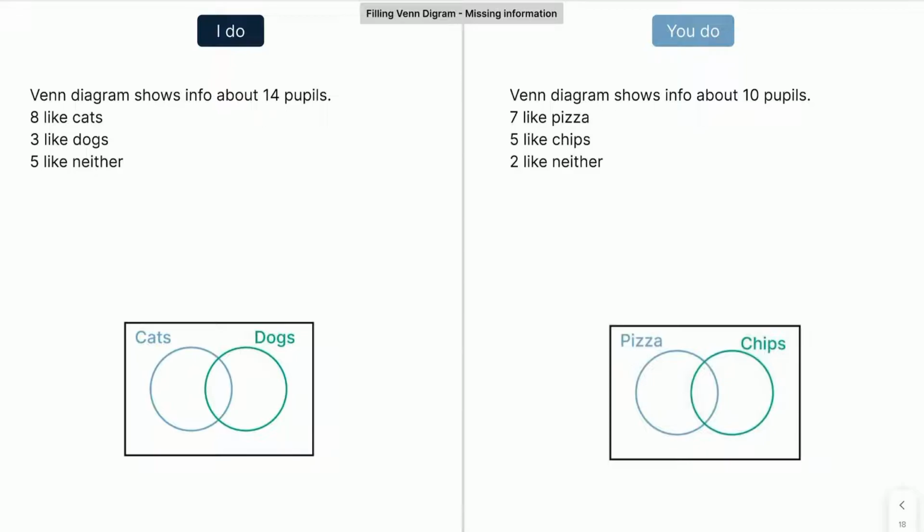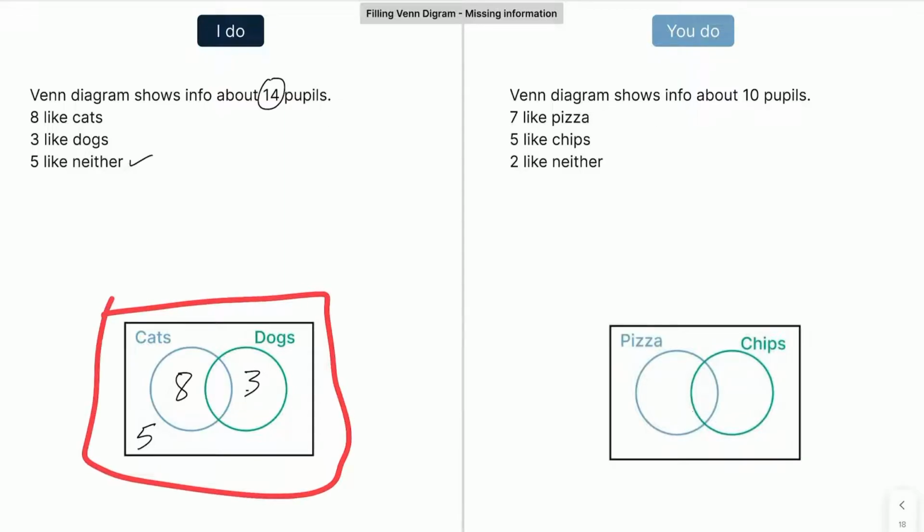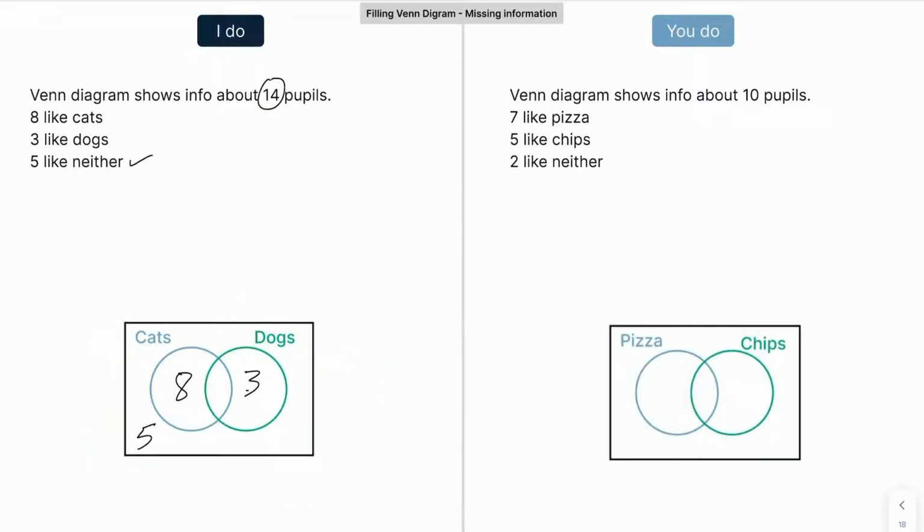So a mistake that people make is they read this question and they say to themselves, right, 8 like cats, so I'm going to put 8 there. 3 like dogs, so I'm going to put 3 there. And 5 like neither, so I'm going to put 5 there. And this is wrong. Now, this isn't all wrong. The 5 is correct, so the only one that I've put right there is 5. Now, if you add this up, 8 plus 3 is 11. 11 plus 5 is 16. Now, how many people does the question tell us we have? 14. So this whole thing has to add up to 14. It doesn't at the minute. So that means we have gone wrong somewhere. That's one way to check your answer, okay?